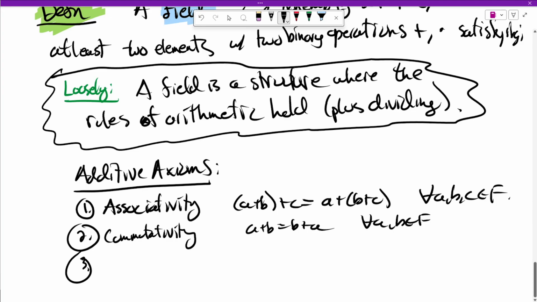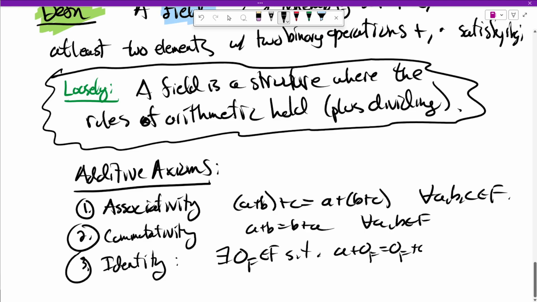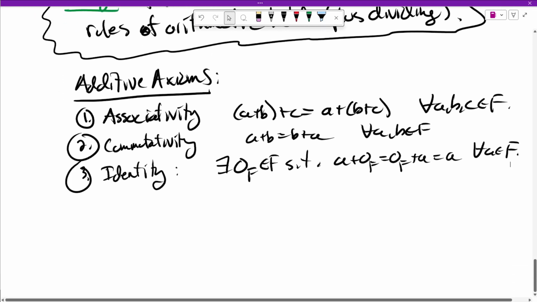There should exist a 0 element. Let me say it this way. The correct way is an identity, an additive identity. So there exists a 0 in our field such that A plus 0 is 0 plus A is A for all A in F. And we just subscript the 0 to indicate it's the 0 in F. You don't have to do that.